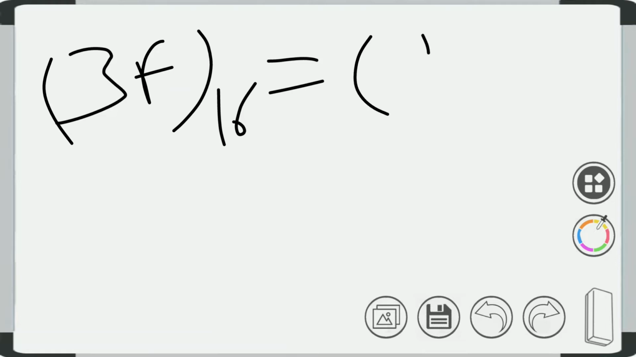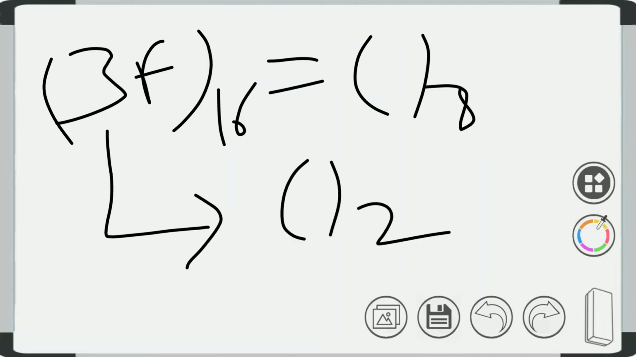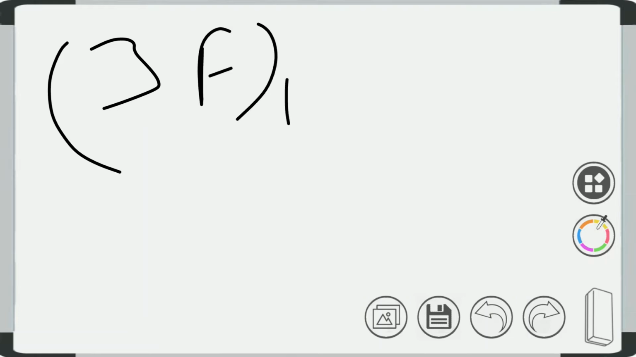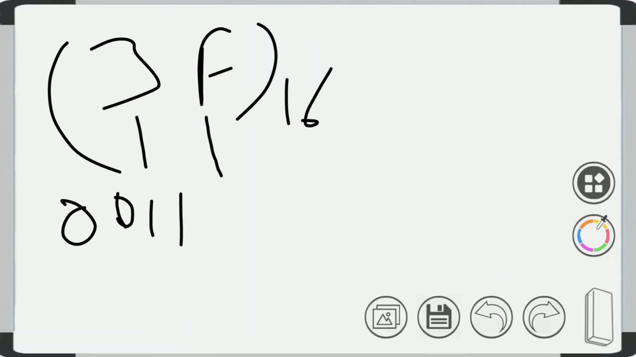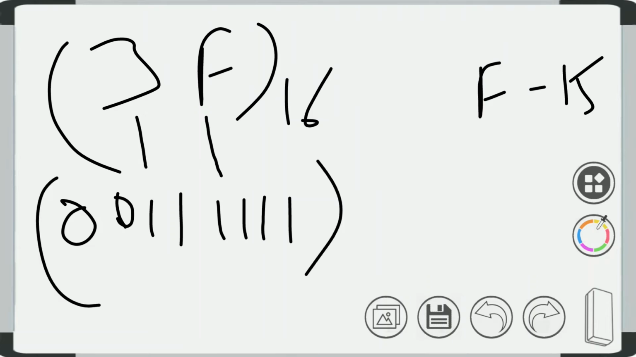Let's take another example, that is 3F. Now this is to be converted into the octal number system. The first step is to convert it into binary form. The binary representation of 3 is 0011 and the binary representation of F is 1111. F is 15 in the hexadecimal number system. So this is the binary equivalent number.